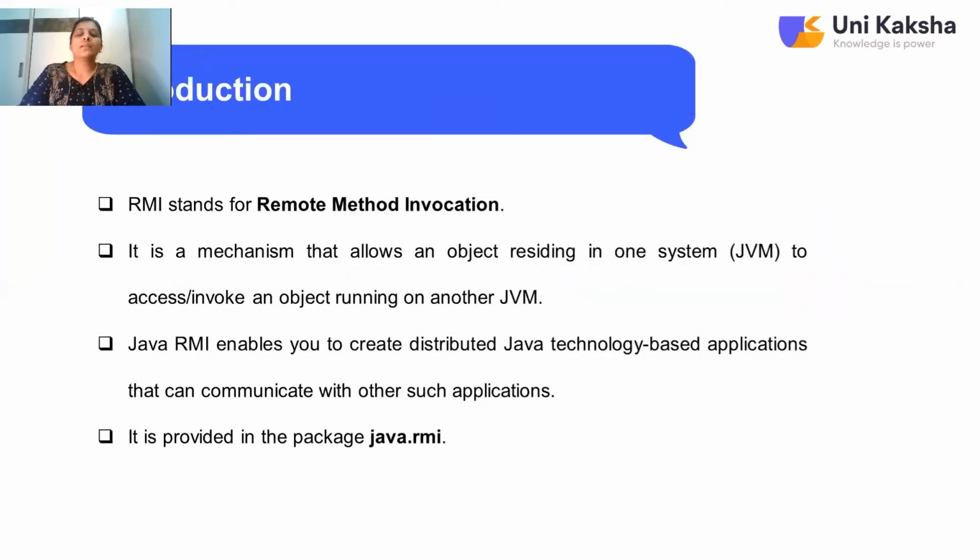RMI is a mechanism which allows you to connect or communicate with the JVM of another system from your JVM, or from one system to another system. So basically it is considered as remote method invocation. This mechanism allows an object residing on one JVM to communicate with an object residing on another JVM, that is Java Virtual Machine. So it enables you to create distributed Java technology based applications which are used to communicate with other such applications.